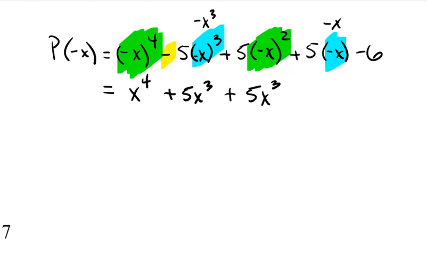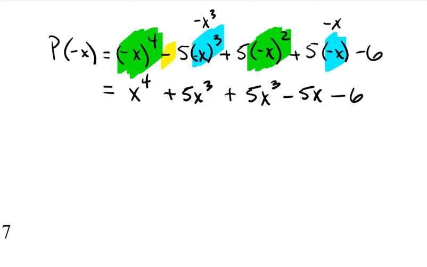Then on the next term, I have positive 5 times negative x, so that's just going to give me negative 5x. And the constant never changes, so that's still negative 6. You just have to be careful when working with your signs and make sure that you get the correct sign when you're raising terms to an even or odd degree.